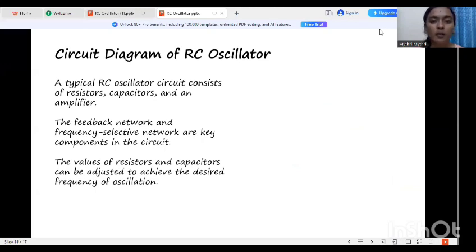Circuit diagram of RC oscillator. A typical RC oscillator circuit consists of a resistor, capacitor, and an amplifier. The feedback network and the frequency selective network are key components in this circuit. The values of the resistor and the capacitor can be adjusted to achieve the desired frequency of oscillation.